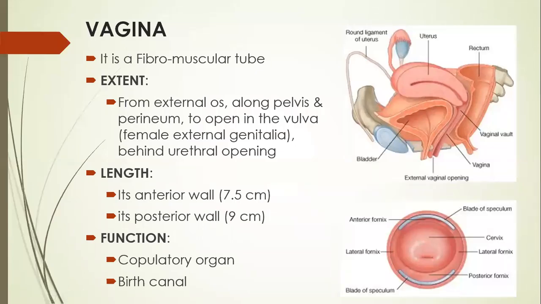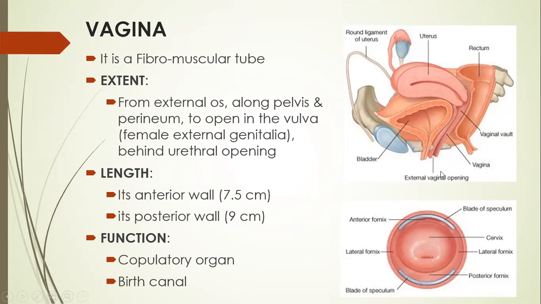Now coming to the next organ, that is the vagina, the lowermost part here. It is a fibromuscular tube extending from the external os along the pelvis and the perineum to open into the vulva, the female external genitalia. Behind the urethral opening, this is the bladder and this is the urethra, and just behind that is the external vaginal opening.